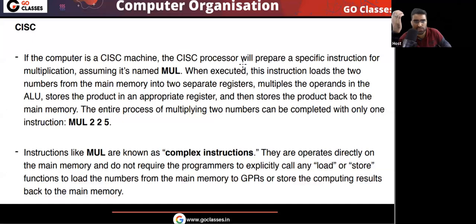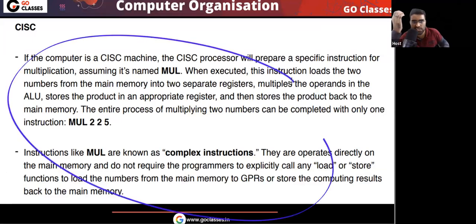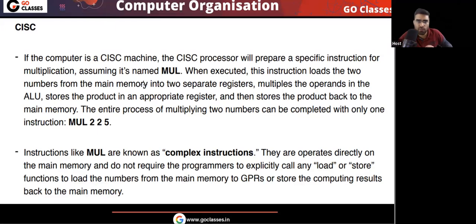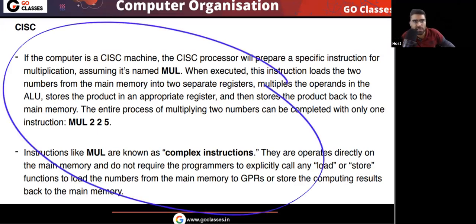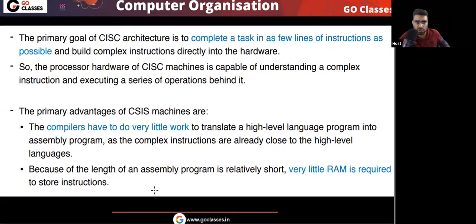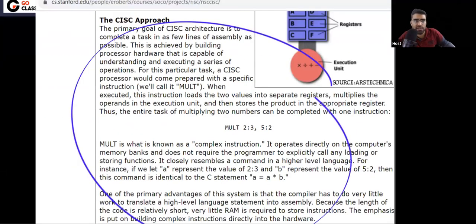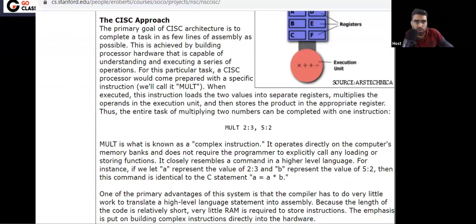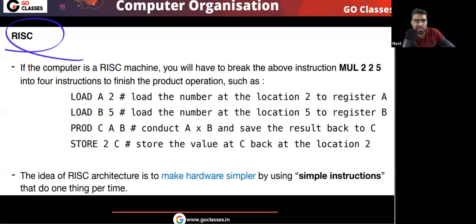I have taken these screenshots from top universities. You can just read this. Whatever is written here, we have already seen. You can read this paragraph also. This is from Stanford. Just do a self-read, because whatever is written here, we have already seen. If you remember the multiplication example, we have already taken it. Everything I have already told you. What the RISC will do is also written here. You can just see.